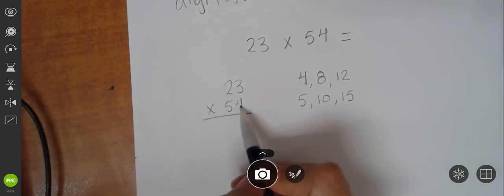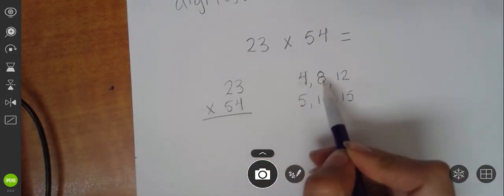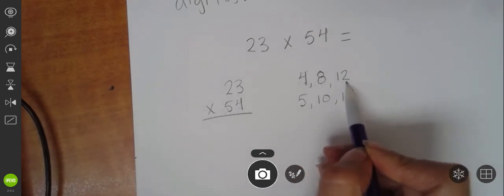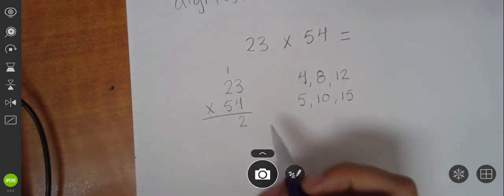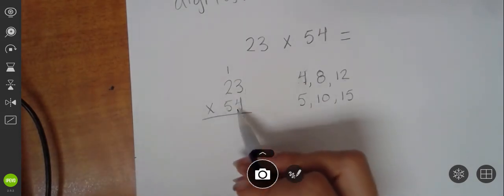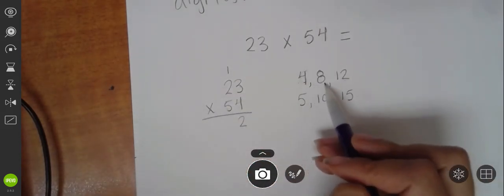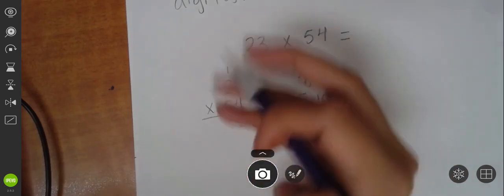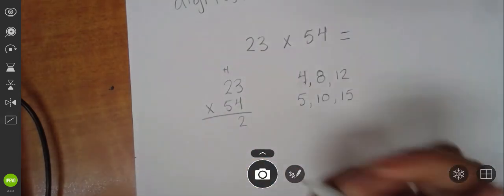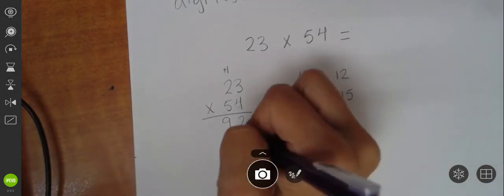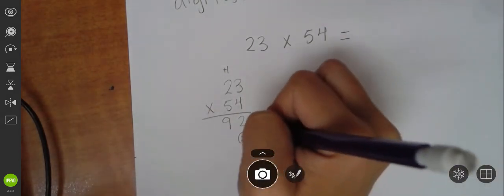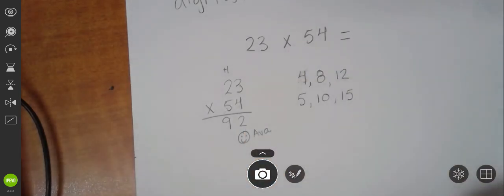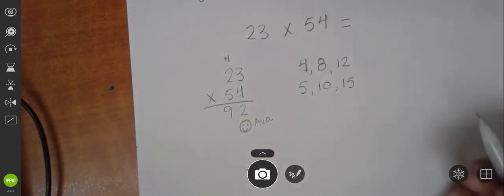First step, 4 times 3, 4 por 3. 1, 2, 3, 1, 2, 3, 12. 2, carry my 1. 4 times 2, 4 por 2, equals 8, plus the 1 that I carried, 9. 0 placeholder. In my class, we like to call this Ava. That's my daughter's name. It helps them to not forget.